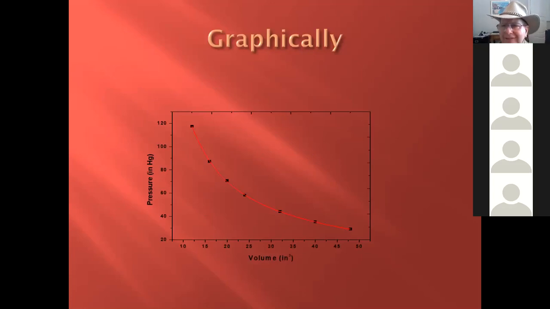If I'm looking at this graphically, since it is an indirect relationship, I do not get a straight line. I get a curved line. That's how you know an indirect relationship as opposed to a direct relationship.